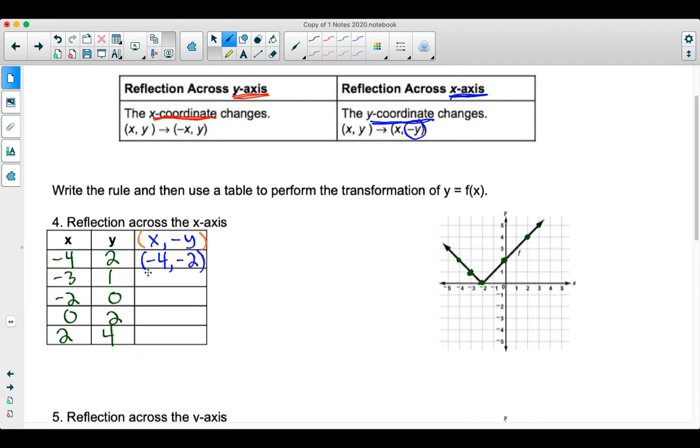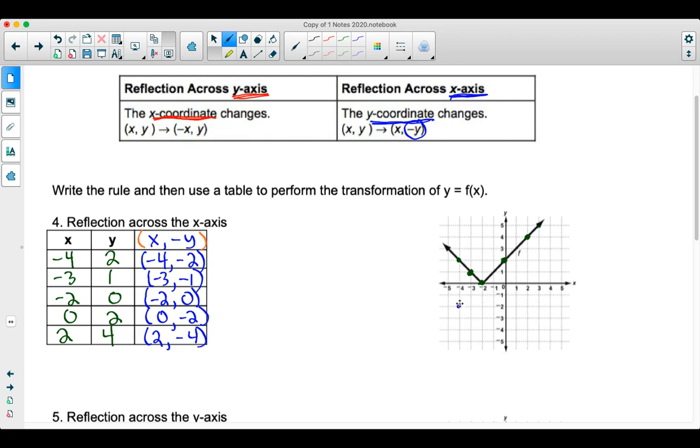So this first point here, -4, 2, is going to become -4, -2. This point right here, -3, -1. This point right here, -2, 0 is neither positive or negative, so that one will stay the same. 0, 2 becomes 0, -2. And 2, 4 will become 2, -4.